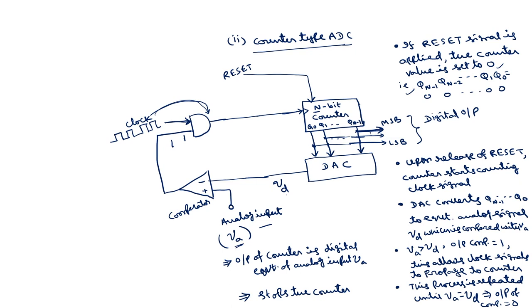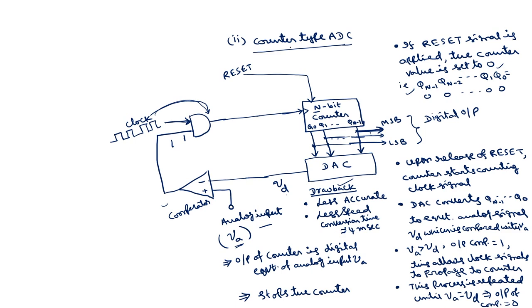But the drawback of this one is that because of the DAC and comparator, it is less accurate. It also takes more conversion time, so less speed. The conversion time will be of the order of 4 milliseconds, which is much greater than that of the flash type ADC, whose conversion time is approximately 20 nanoseconds. Because of these reasons, this counter type ADC is not popular.